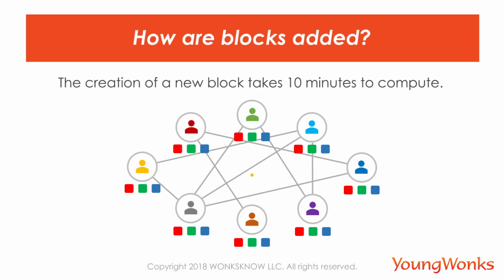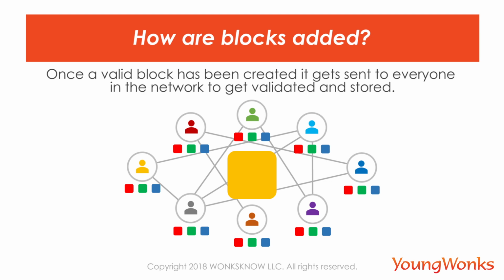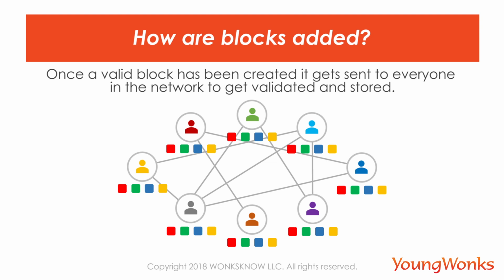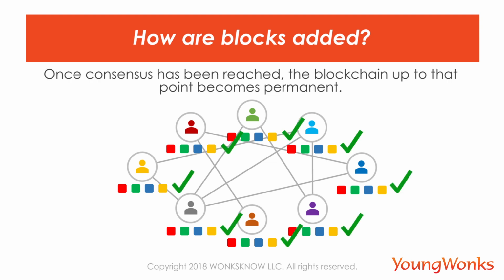How are blocks added? The creation of a new block takes 10 minutes to compute. Once a valid block has been created, it gets sent to everyone in the network to get validated and stored. Once consensus has been reached, the blockchain up to that point becomes permanent.